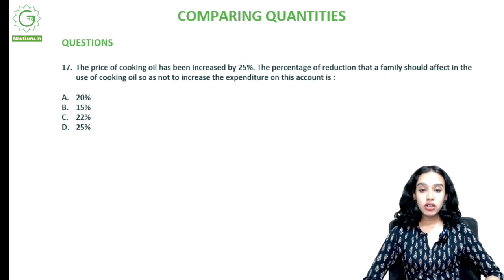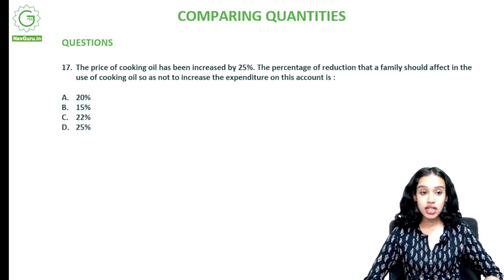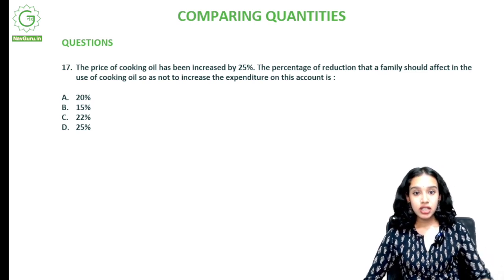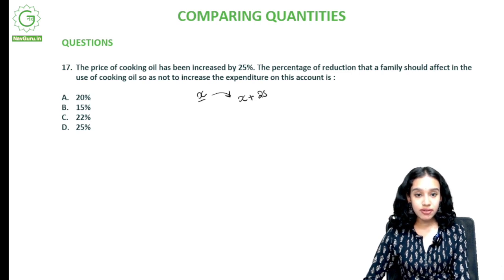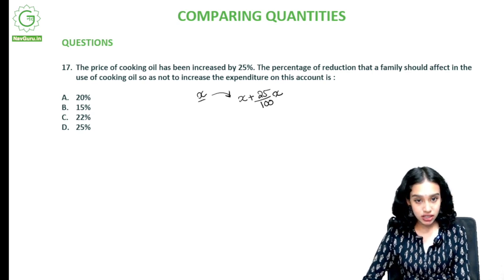The price of cooking oil has been increased by 25%. The percentage of reduction that a family should effect in the use of cooking oil so that the expenditure does not increase is? So let's say X was the price of cooking oil. It was increased by 25%. That is, X became X plus 25 by 100 of X.